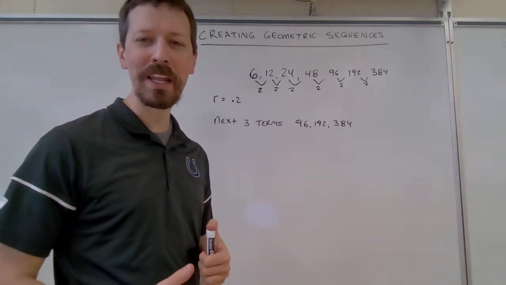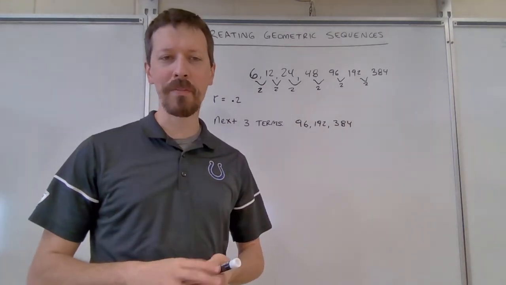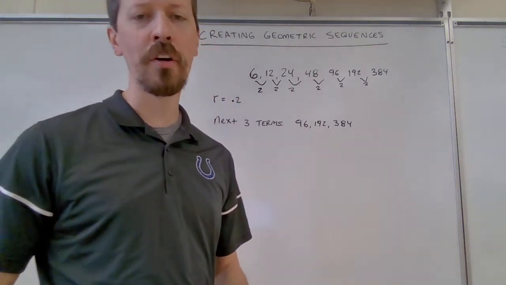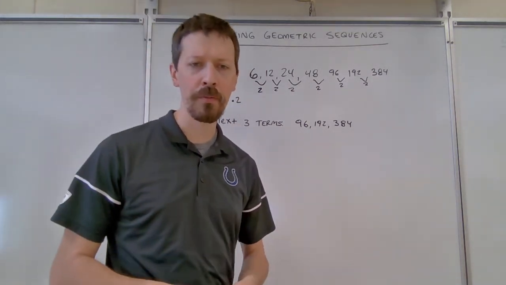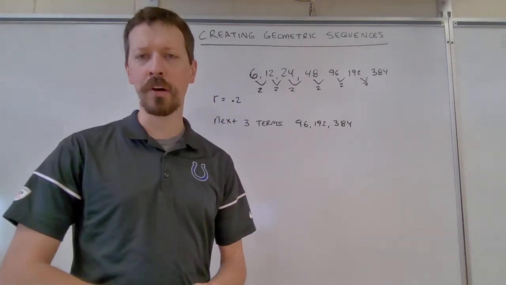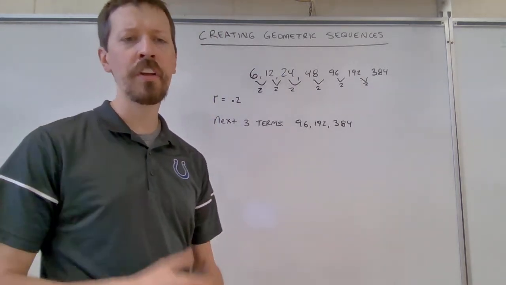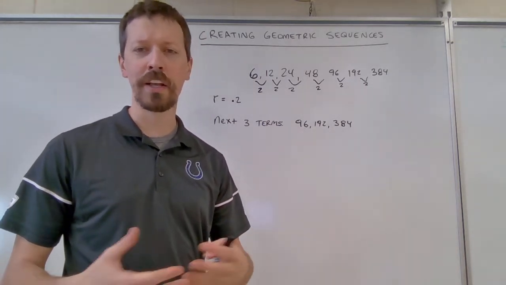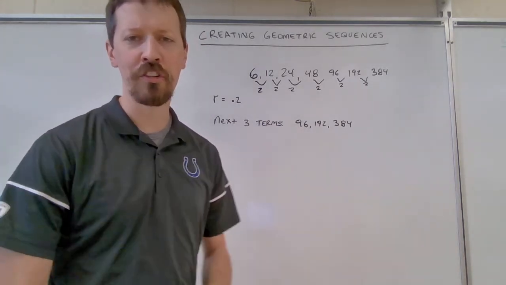All right, so here's what I'd like you to do. Go ahead and look at problem number 2. It says, example number 2, find the common ratio and use r to find the next 3 terms. I'd like you to go ahead and pause the video and give this a shot. See if you can figure out what the common ratio is and the next 3 terms, and then come back.